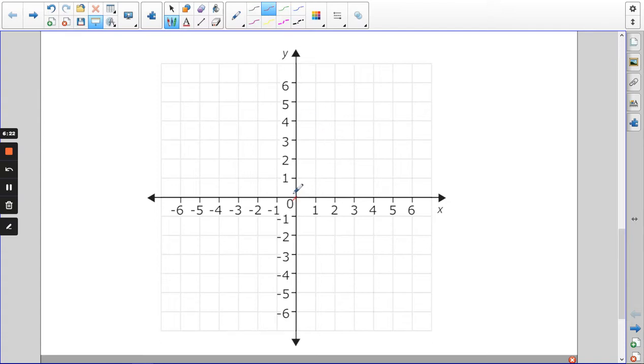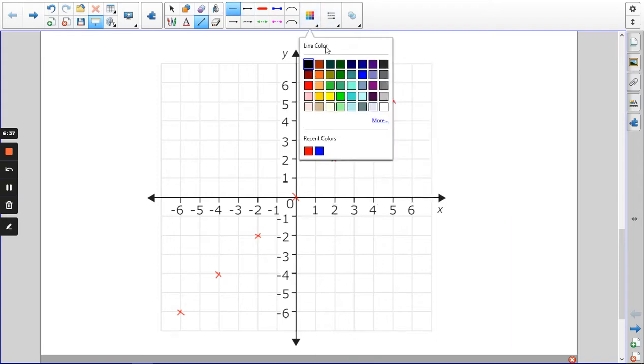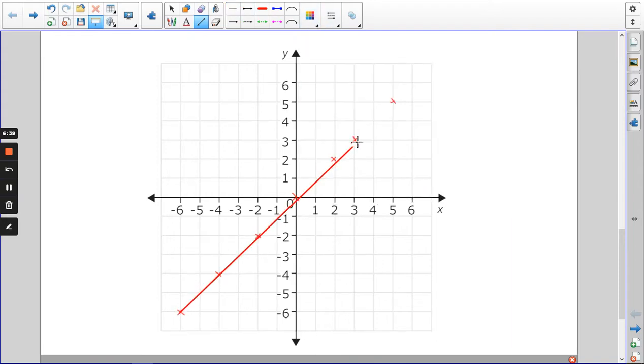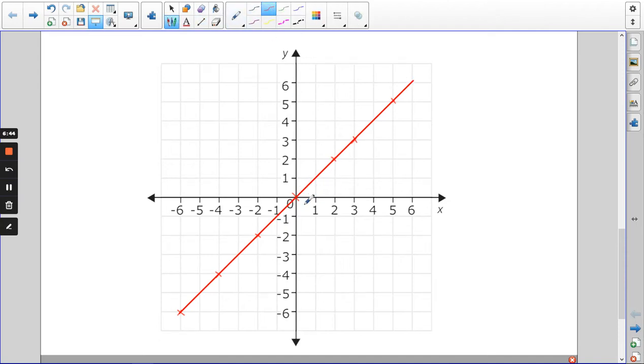So if I did this, 0, 0, 2, 2, 3, 3, 5, 5, and I can even go down here, minus 2, minus 2, minus 4, minus 4, minus 6, minus 6. Do you know what all of those coordinates have in common? What rule are they all following? I'll write them down again so you can see them. We've got 0, 0, 2, 2, 3, 3, 5, 5, minus 2, minus 2, and so on.